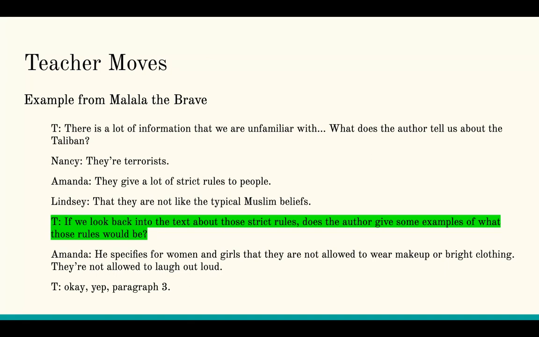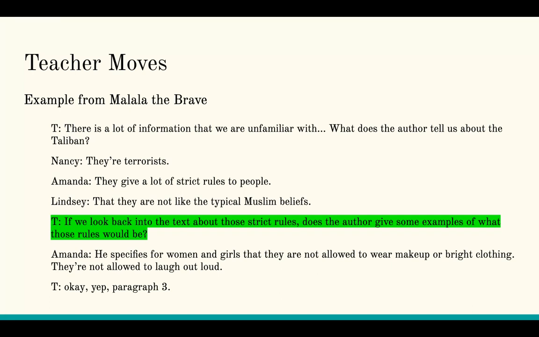Okay, I'm going to shift to analyzing teacher moves now. This is the same exchange from a slide just before this. This time I highlighted my response after the students shared. After they shared those 3 ideas about what they know about the Taliban, I asked them to look back into the text and talk about those strict rules that the author explained to us.